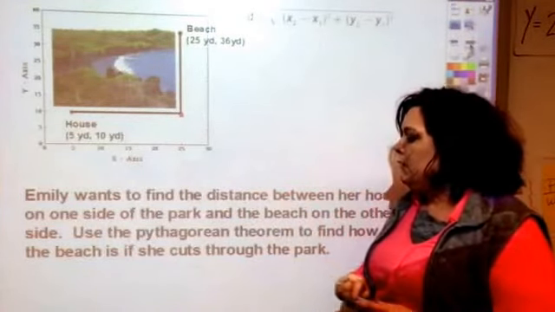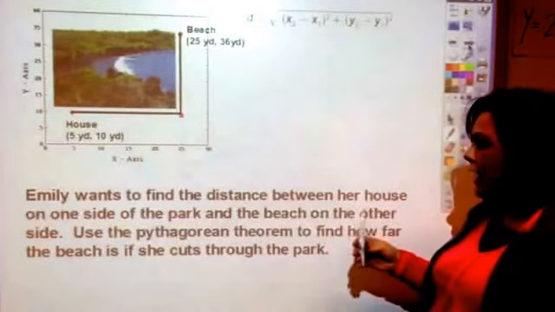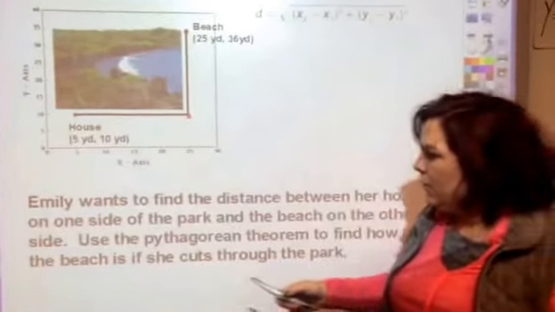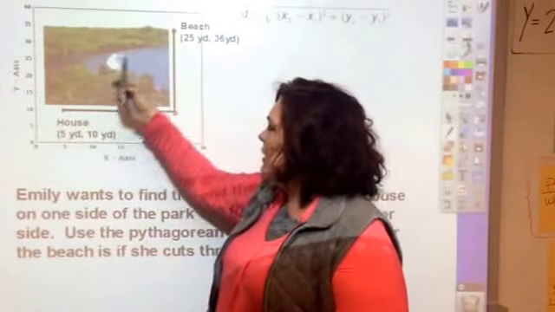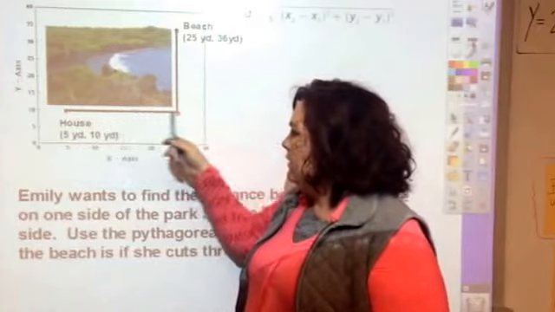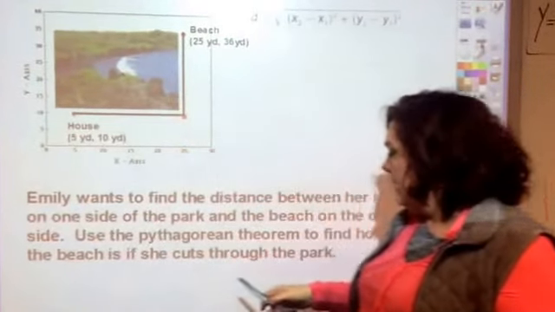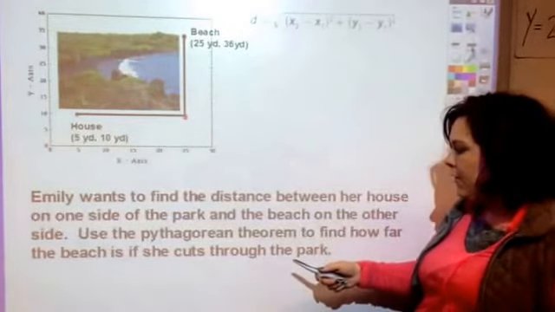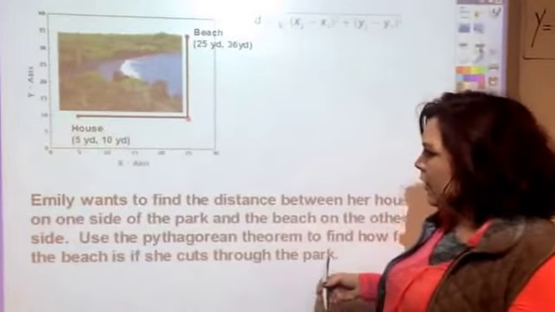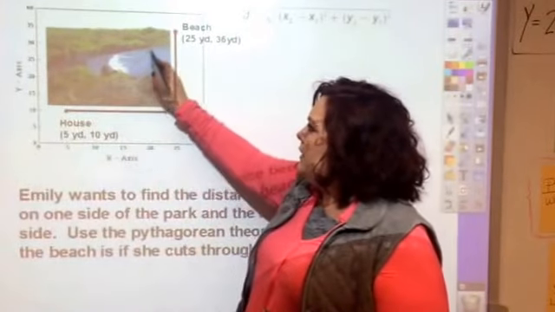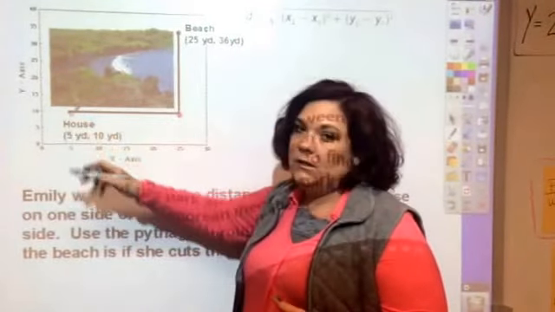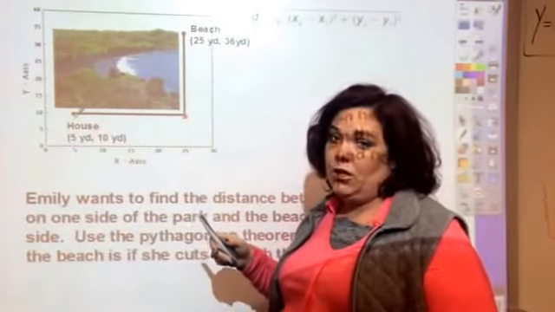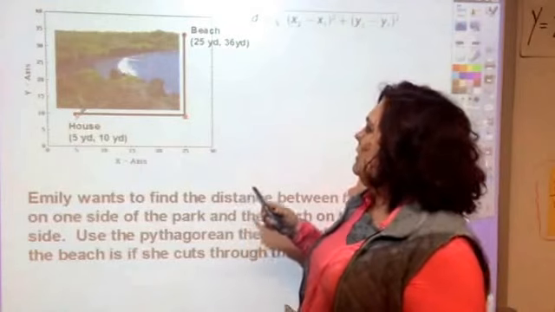So this says Emily wants to find the distance between her house on one side of the park and the beach on the other side. So here's her house, and here's the beach. And we've got this distance and this distance. And we want to use the Pythagorean theorem to find out how far the beach is if she cuts through the park. So if she's going diagonally through the park, how far is the distance? It's going to be less than walking this length, and that's why she wants to cut through. But we want to find the distance.